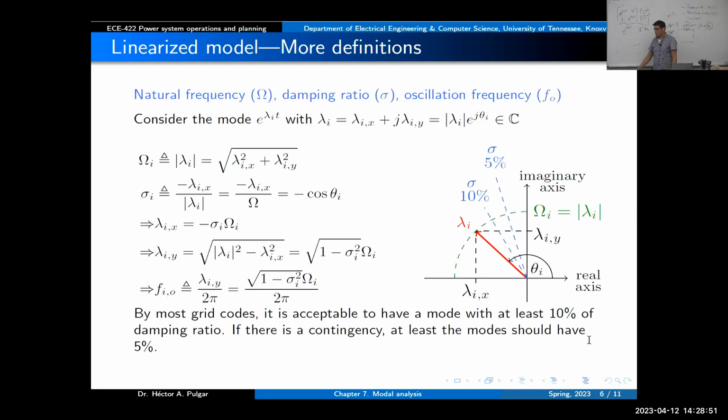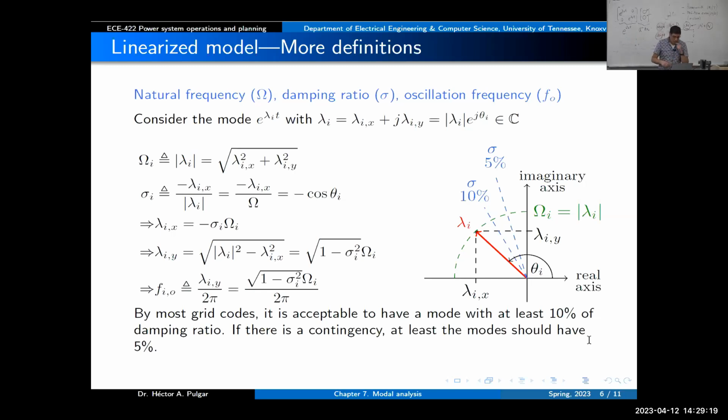If you have a contingency, what can be a contingency? Maybe a generator outage, maybe a line outage. If something changed in the system, the mode might change in the system. Well, if you have a single contingency, at least the mode should have 5%. Maybe not all grid codes will consider this, but most of them will.